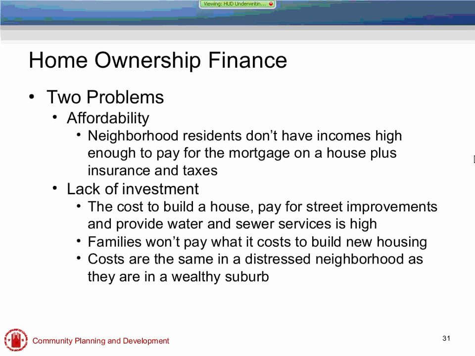The cost to build a house, paying for street improvements, providing water and sewer, especially with new construction, providing all of that, those costs are really high. And so families can't afford it. If you think about it, the costs for a particular area aren't based on the neighborhood, they're based on that particular area. So whether it's a distressed neighborhood or a wealthy suburb, the construction costs in that area are still going to be the same. So lack of investment is really a key issue in home ownership finance.